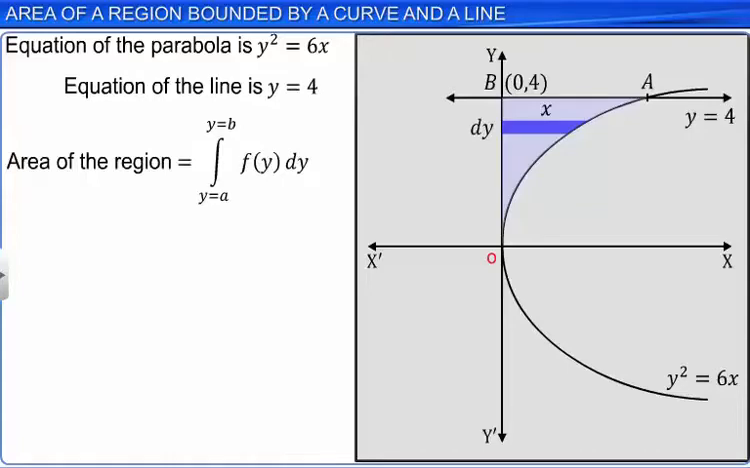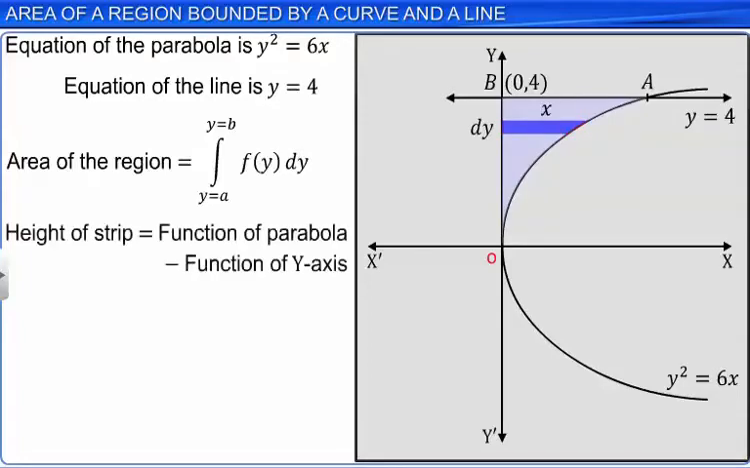Observe that the strip extends from the y-axis to the parabola. So the height of the strip is equal to the function of the parabola minus the function of the y-axis. This is equal to y²/6 − x. However, x = 0 on the y-axis. Therefore, f(y) is equal to y²/6.